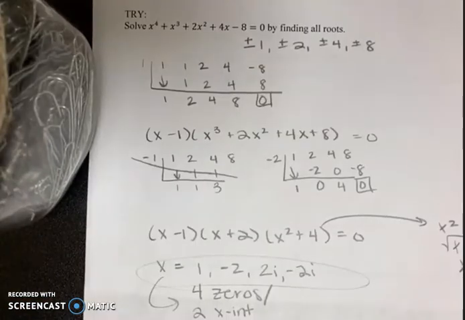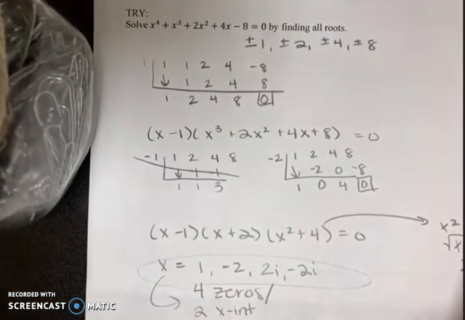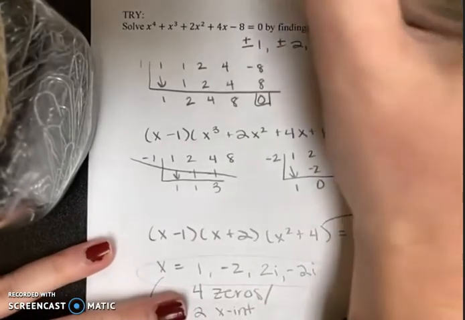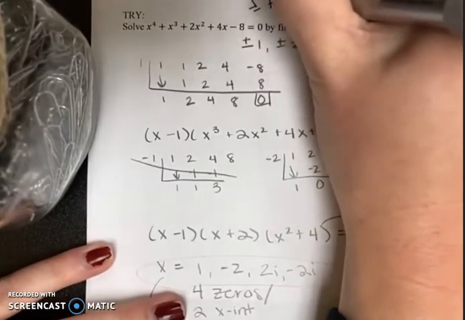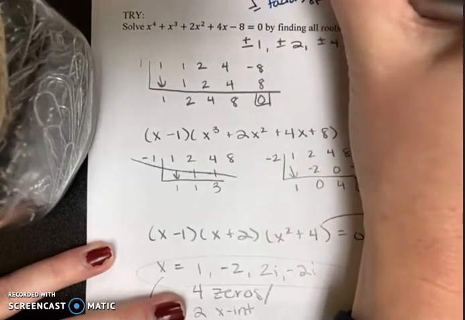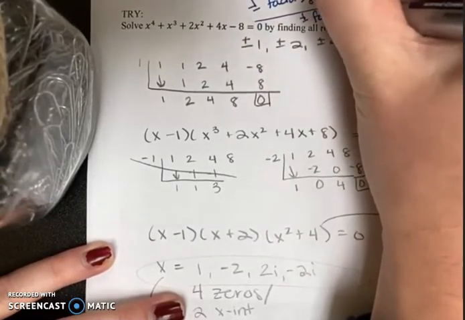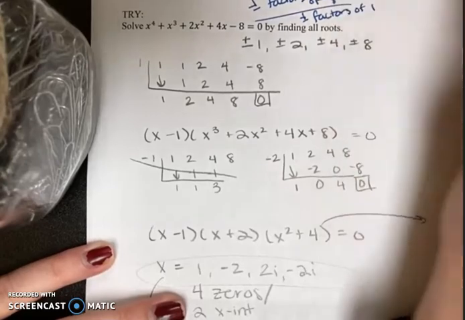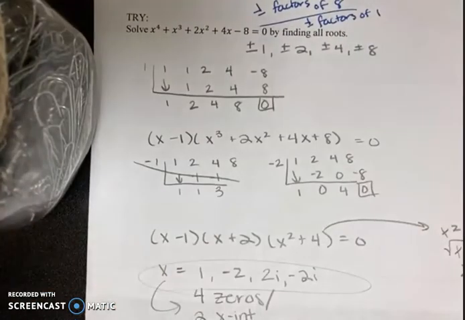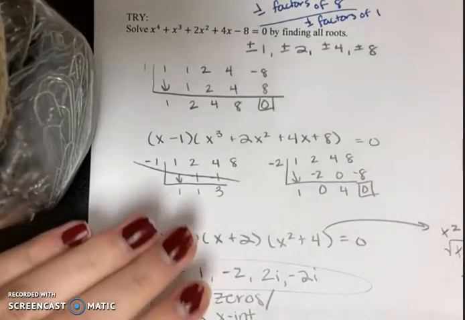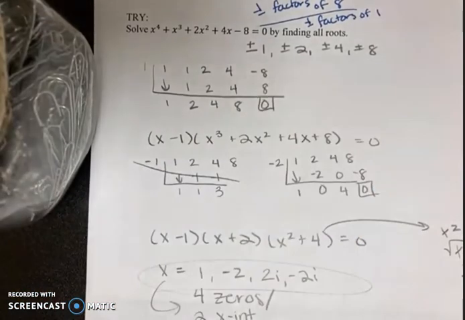Alright, so for the try problem, I first used the rational root theorem, which is plus or minus all of my factors of the constant, which was 8, and then plus or minus the factors of the leading coefficient, which was 1. That gave me plus or minus 1, plus or minus 2, plus or minus 4, and plus or minus 8. I tested 1 first, and it worked for me. If you tested a different number, like negative 2, your work will look a little bit different than mine, but we should end up with the same conclusion. Okay, just wanted to throw that out there.